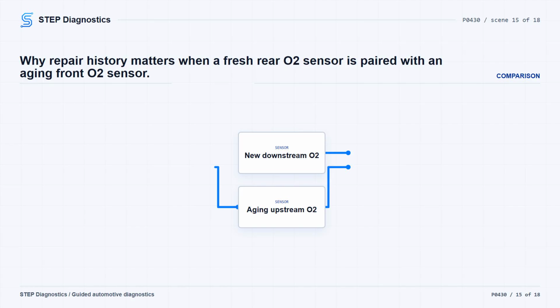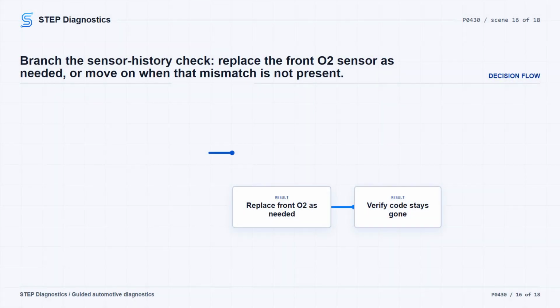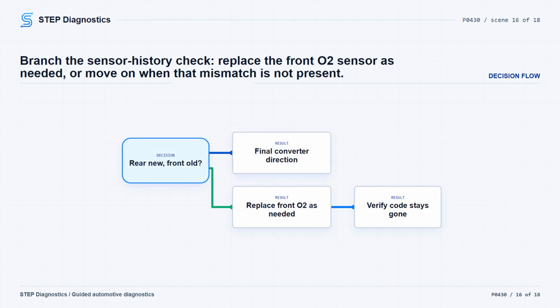Specifically, check whether the downstream O2 sensor was replaced recently without replacing the upstream O2 sensor. A new downstream sensor paired with an aging upstream sensor can sometimes cause the catalyst monitor to fail. If that history is present, replace the front O2 sensor as necessary, then verify the repair and confirm the code stays gone. If that history is not present, move to the final repair direction.